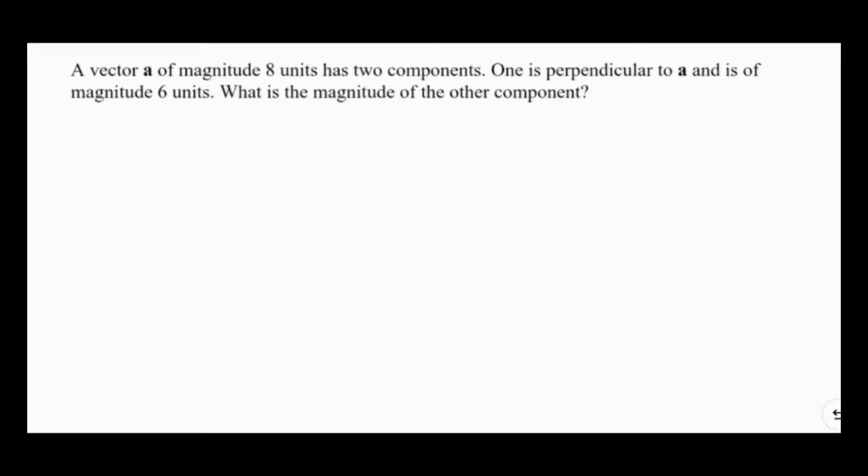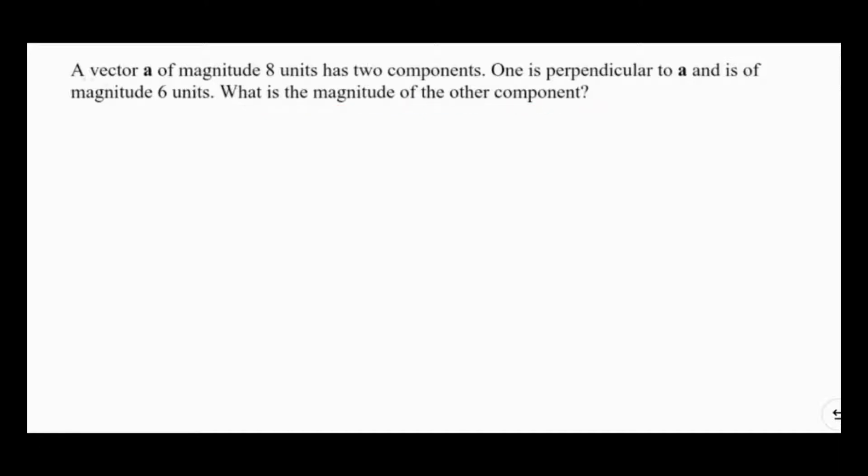Hello students. So let's discuss this new question. A vector A of magnitude 8 units has two components. One is perpendicular to A and is of magnitude 6 units. What is the magnitude of the other component?